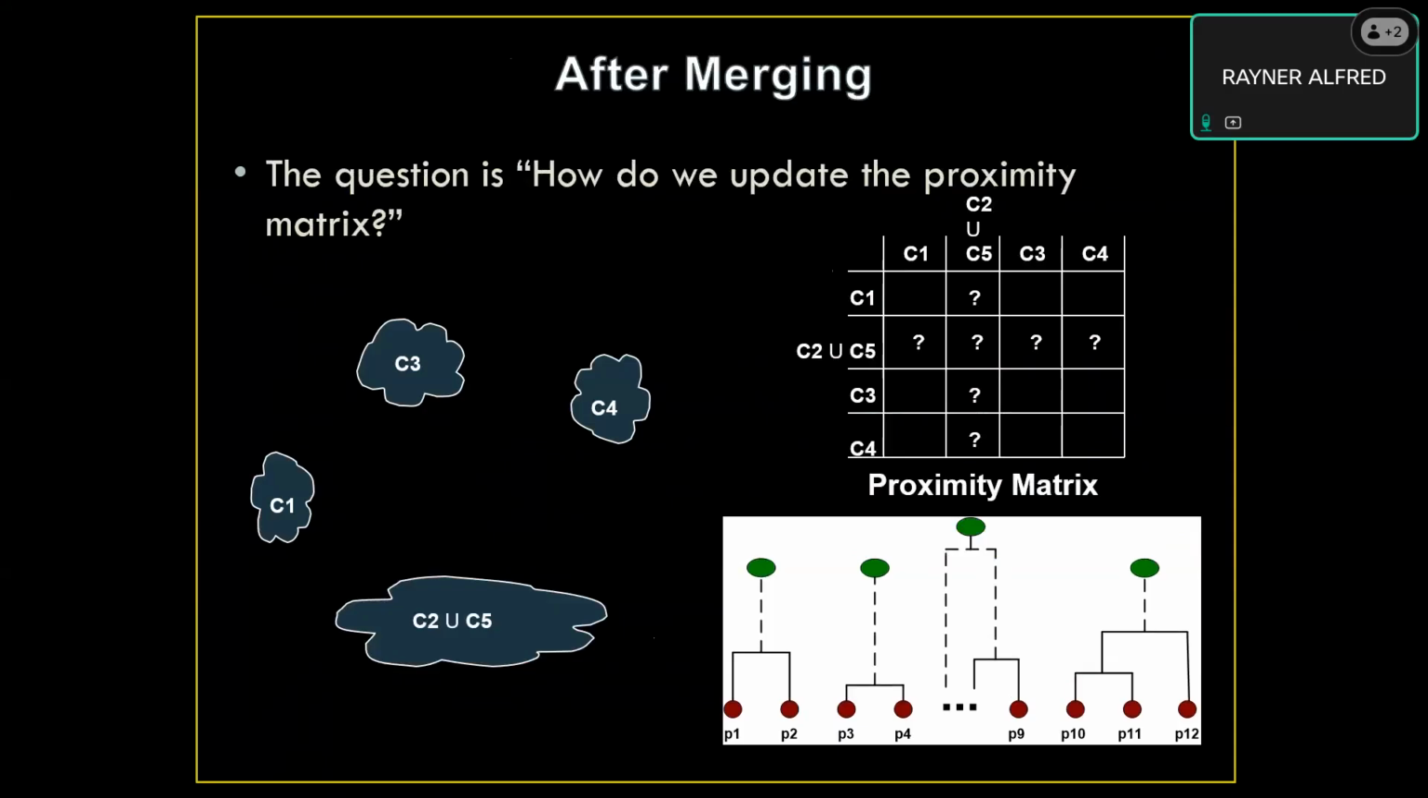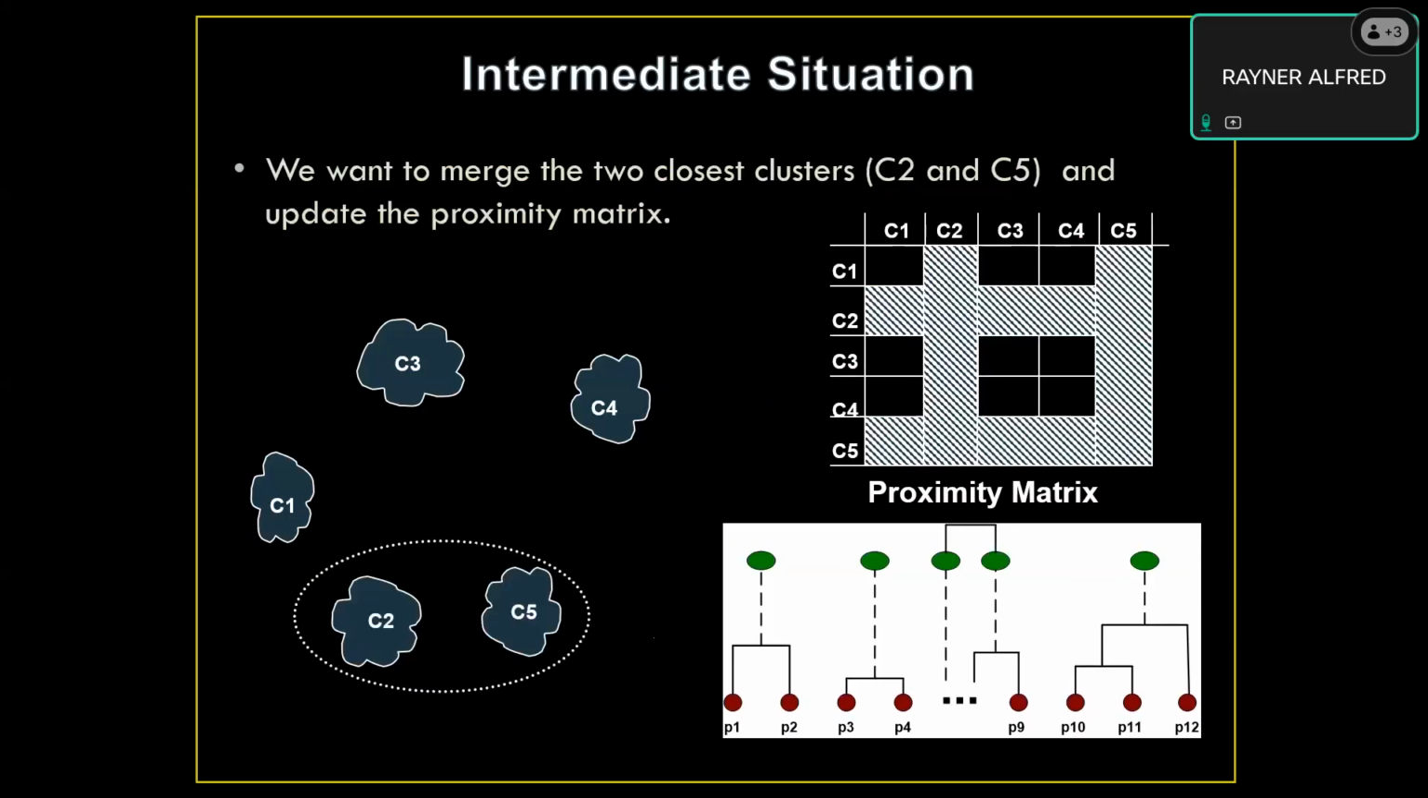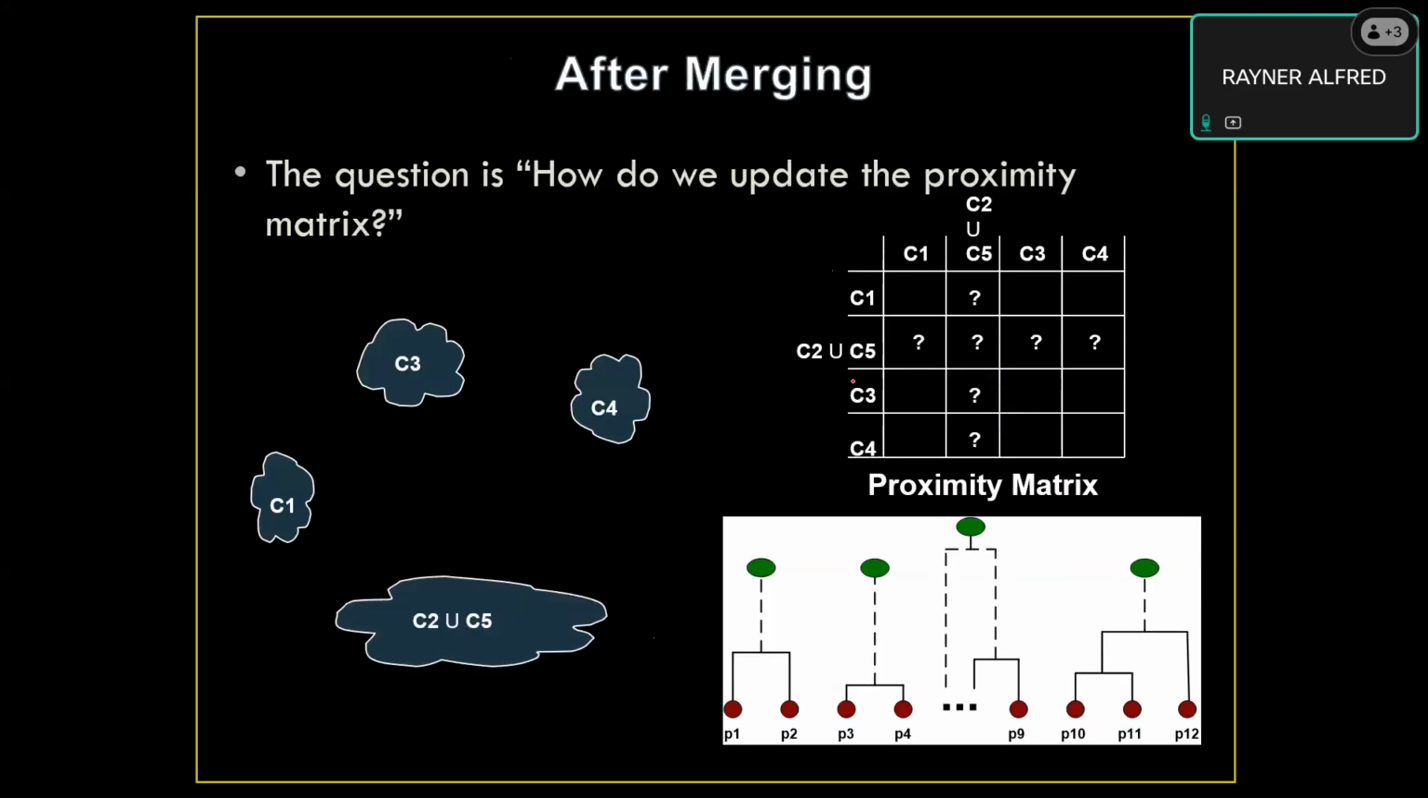So what happened to the values here? Initially, we have all the values here. There are some numbers here, except this. We don't need this. So when we combine, for example, we get the lowest value here. So this is the lowest value. We take that one and combine these two. So we have something like that.